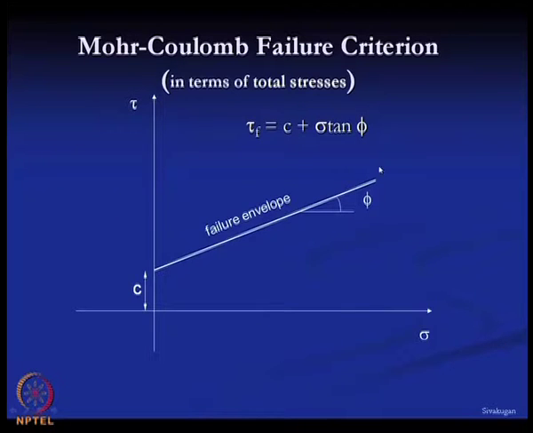Now, we can draw the Mohr Coulomb failure envelope. This is the envelope, this is the sigma axis, the normal stress axis, and this is the shear stress axis. If the Mohr circle touches this envelope, that means failure will occur. The shear strength expression is C plus sigma into tan phi. Tan phi is the slope of this line, so if we know the slope of this line, we can determine the angle phi.